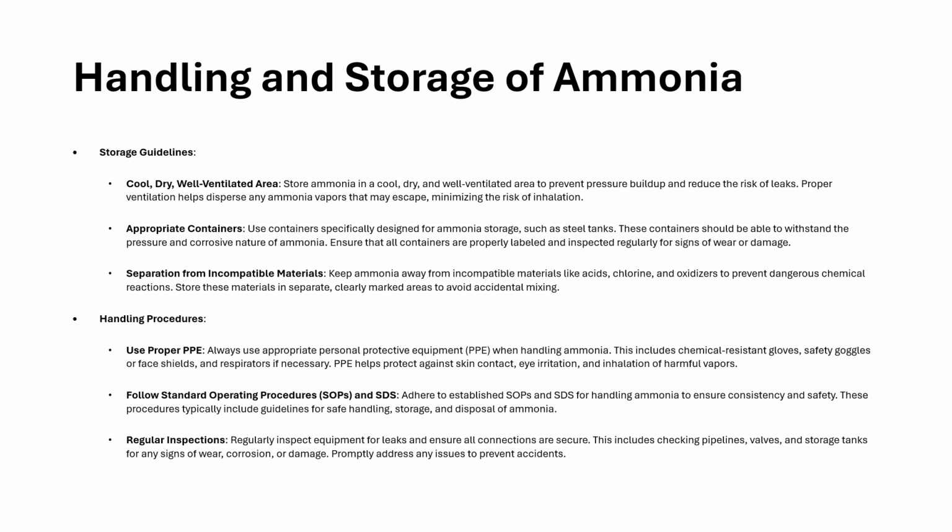Appropriate containers. Use containers specifically designed for ammonia storage, such as steel tanks. These containers should be able to withstand the pressure and corrosive nature of ammonia. Ensure that all containers are properly labeled and inspected regularly for signs of wear or damage. Separation from incompatible materials. Keep ammonia away from incompatible materials like acids, chlorine, and oxidizers to prevent dangerous chemical reactions. Store these materials in separate, clearly marked areas to avoid accidental mixing.